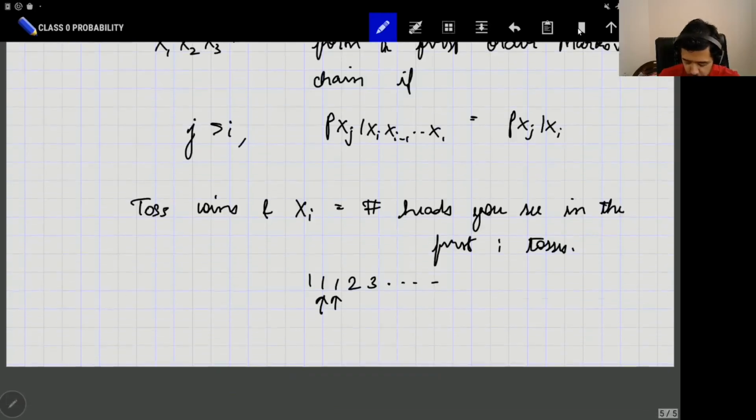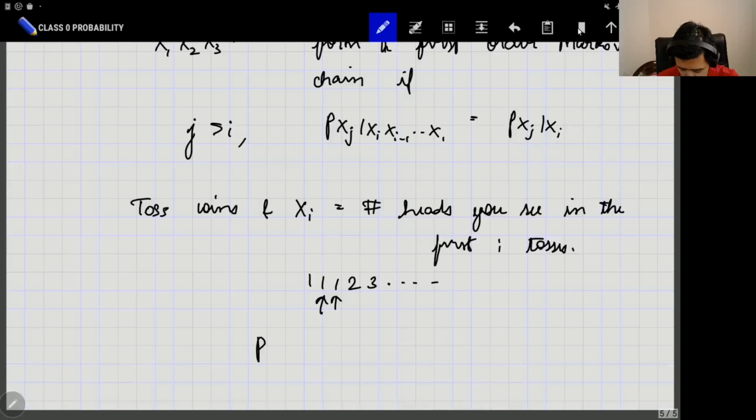So in particular, I want you to pause the video and tell me what the distribution of x3 is given x2. Right, so pause the video and think about it.